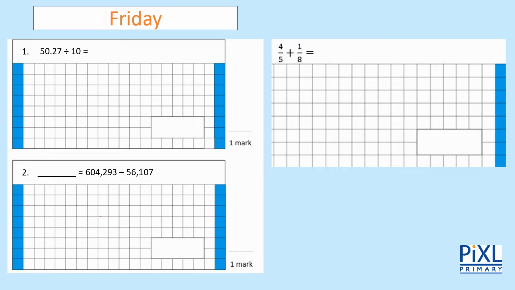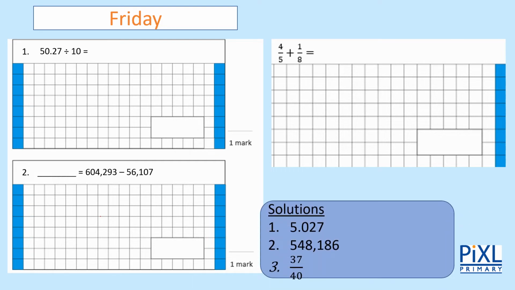Fantastic. Let's have a look at our solutions. So our first question, we've got 50.27 and we're dividing it by 10. Now our answer, you should have got 5.027. Let's have a look how you've worked that out. So when I'm looking at dividing by 10 or 100 or 1,000, I'm not going to use my bus stop method because I've got an easier method. I'm going to use my place value.